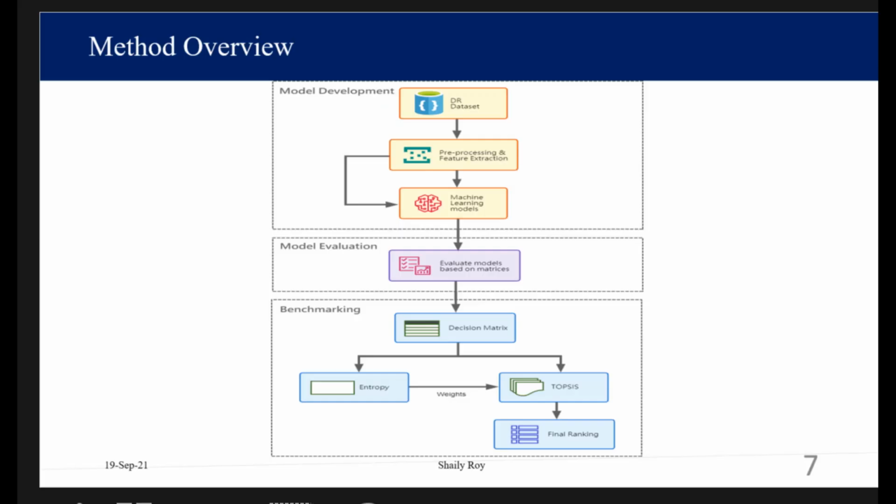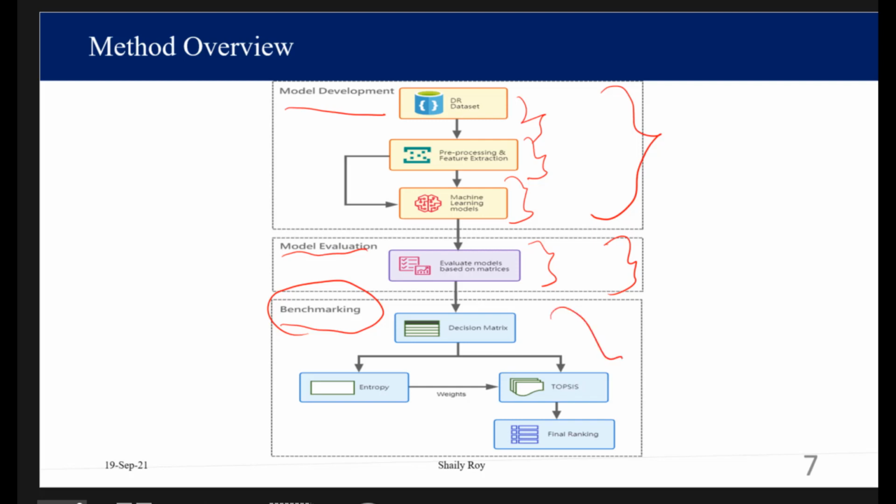Now we're going to talk about our method overview. You can already see that our method has three parts. One is model development, another is model evaluation, and the other is benchmarking. In the model development part, we generally worked on the dataset, then pre-processing and selecting the machine learning models. After that, in the model evaluation part, we generated some metrics and evaluated based on those metrics. After that, in the benchmarking part, we used the TOPSIS method, which will be talked about in detail later.